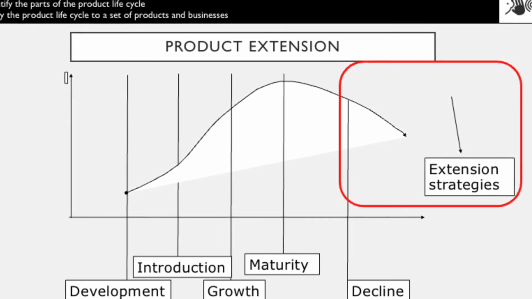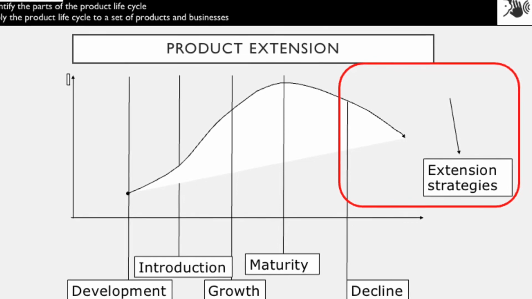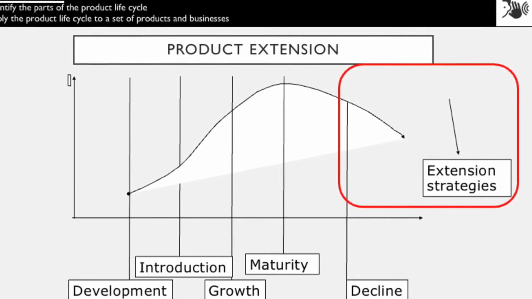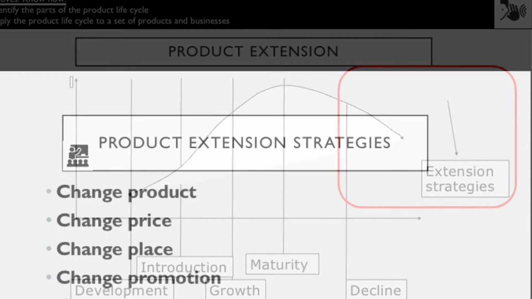So you can see the lines where it goes from development, where a lot of research and development takes place. Then you've got the growth, the maturity, which is at its peak, as we mentioned, and the decline, where people are no longer buying the product.